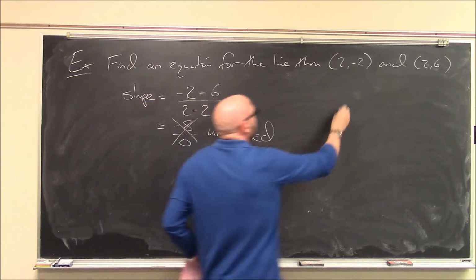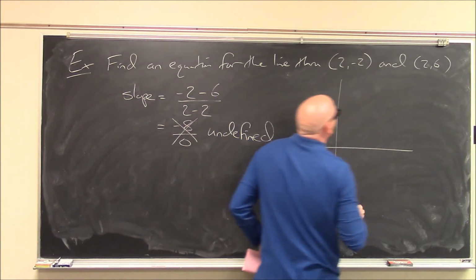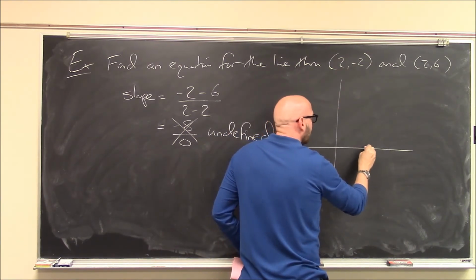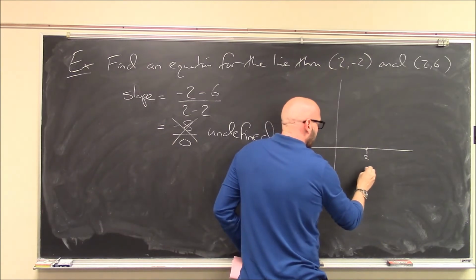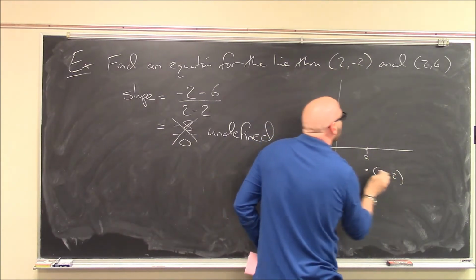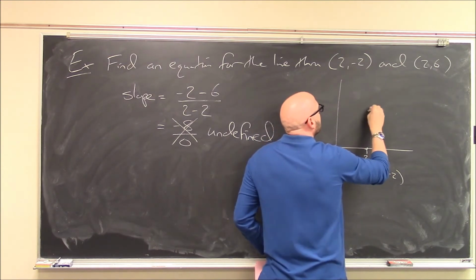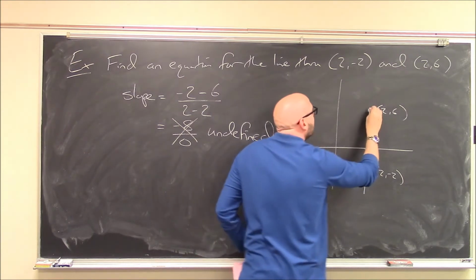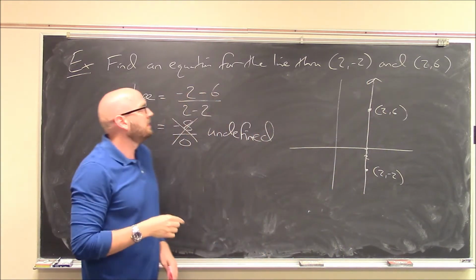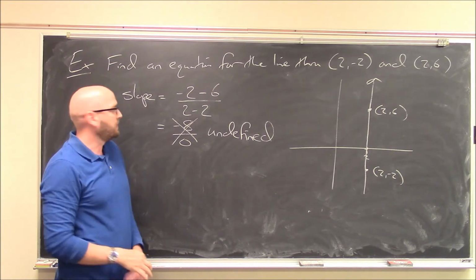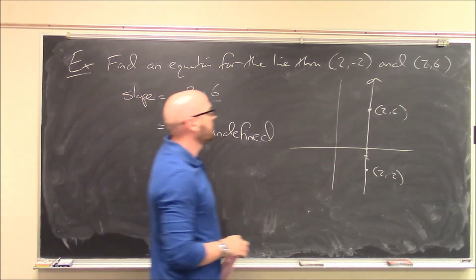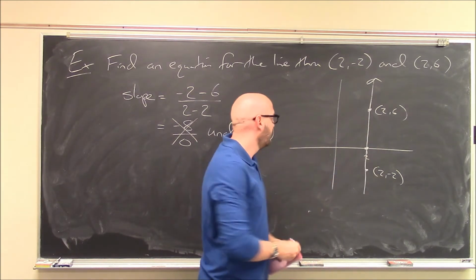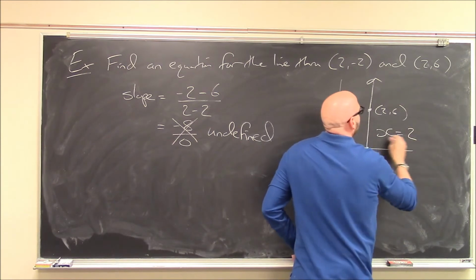Well, geometrically, if we were to graph this, the reason the slope is undefined is because this is a line that goes through (2, -2). So go down 2 units, there's (2, -2), and (2, 6), so up 6 units, (2, 6). The line through these 2 points is a vertical line. And so that's why the slope was undefined, that's why we got this division by 0. It's a vertical line. So what's the equation of a vertical line? Well, a vertical line going through x equals 2 is the line x equals 2.